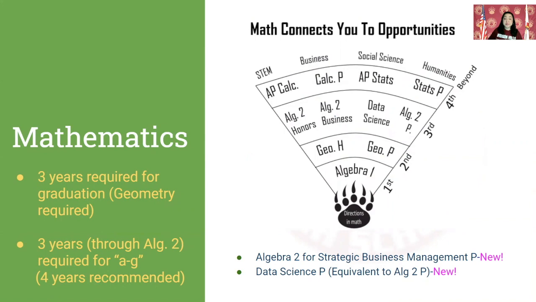Mathematics. We have a 3-year minimum requirement of math, which must include geometry, and 4 years of math is recommended. Selecting your math class for 11th grade will depend on where you are in your math sequence. For example, if you're in geometry right now, then after geometry, there are many options. There is data science, which is a brand new class next year. Algebra 2 for strategic business management, which is also a brand new class for next year. And we still have our other Algebra 2 options, which are college prep Algebra 2 or honors Algebra 2.